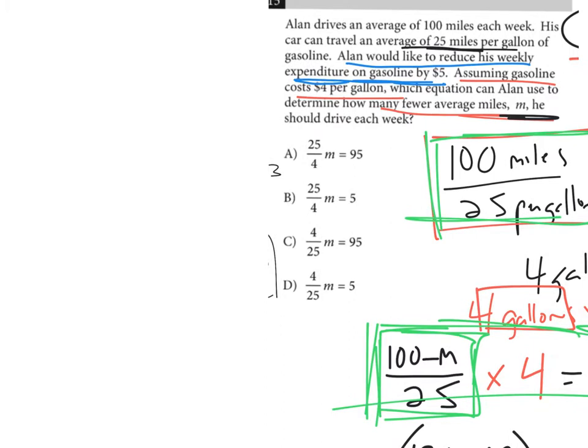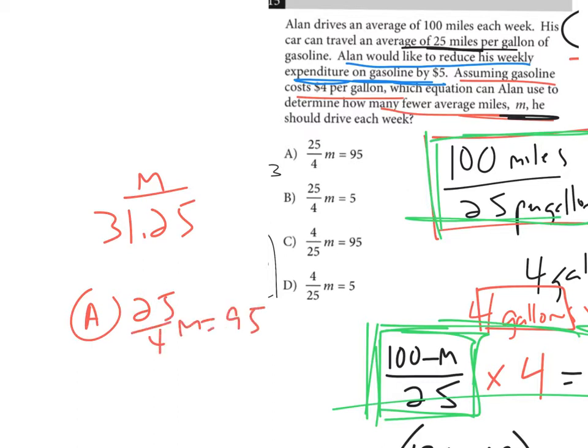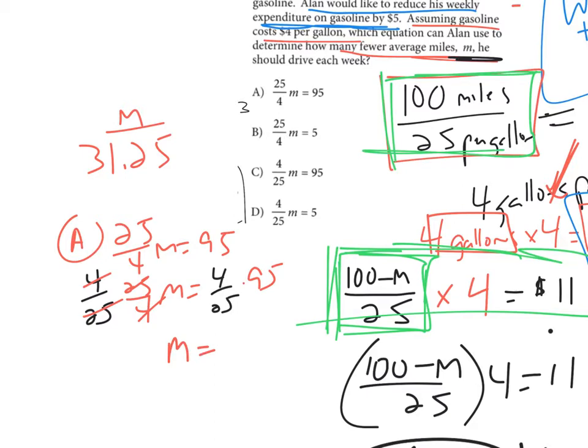Now in a perfect world, that would be there. But now they're giving me these equations that I have to go about solving for m. But I know my m is going to be 31.25. So here for letter A, if I have 25 over 4m equals 95, I can solve by multiplying by the reciprocal. I can multiply both sides by 4 over 25. So here I have m equals 4 over 25 times 95, or I'm going to be left with 380 over 25, which is not equal to 31.25.